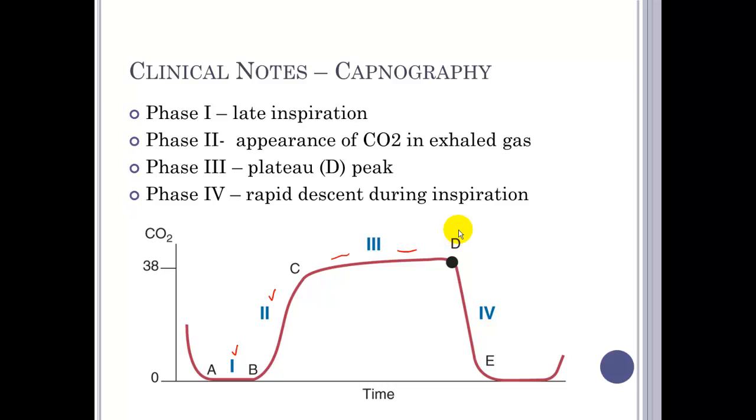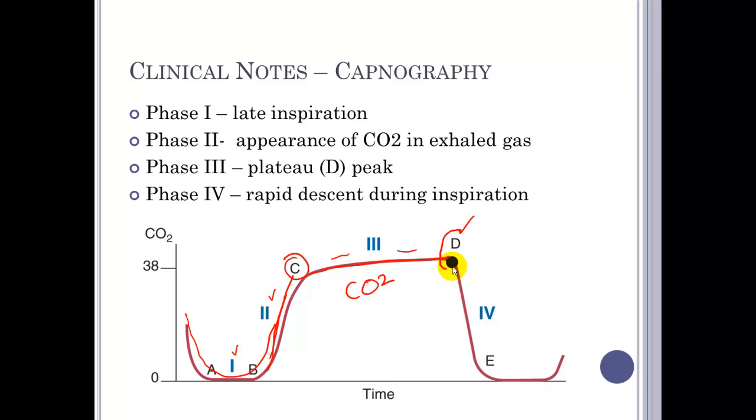And then D is going to be the peak of that. And then phase 4, rapid descent during inspiration. So again, this is kind of like a flipped inspiration. This is whenever you're actually inspiring oxygen. This right here is whenever you start to expel CO2. So the capnography, or the capnometer, starts to register expelled CO2. At the point that we get to C in this, we start the plateau. Now, this plateau is the amount of time that we're expelling CO2.